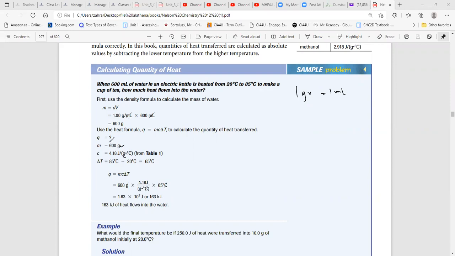It's good. Delta T is the final temperature minus the initial temperature: 85 minus 20 is 65. I know the equation Q is mC delta T. m is 600 grams, C I have, delta T I have. See, gram and gram cancel, and Celsius with Celsius cancel, so the unit is joules. We can convert that into kilojoules after we multiply these numbers. It's 1.63 times 10 to the power 5 joules, which is 163 kilojoules when divided by 1,000.